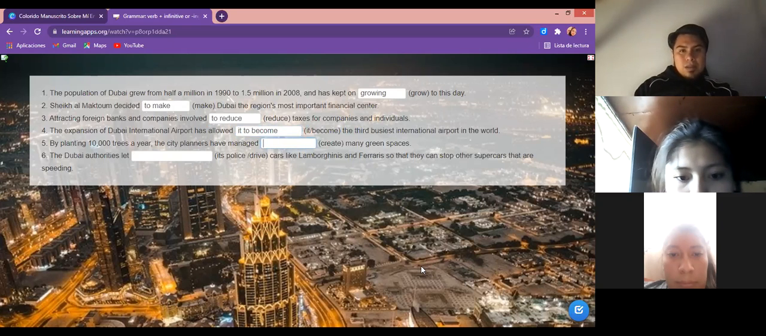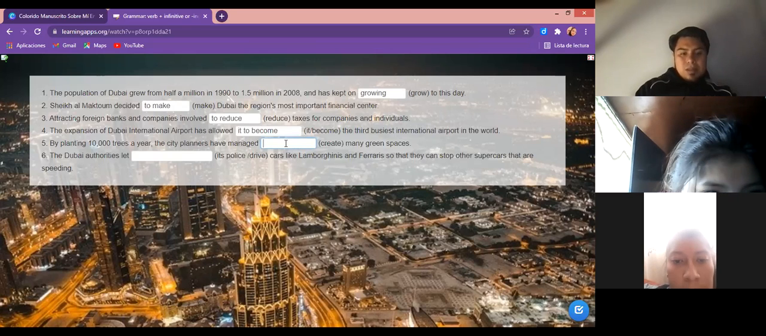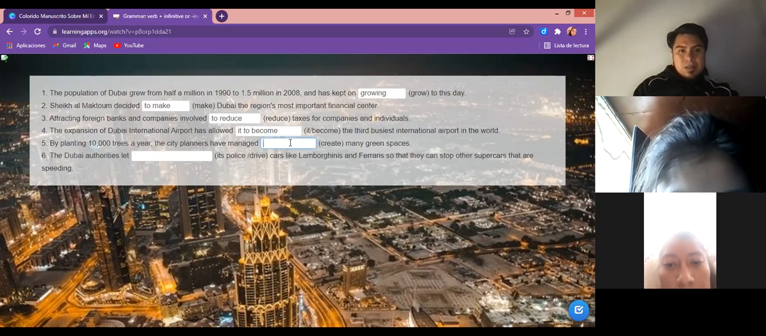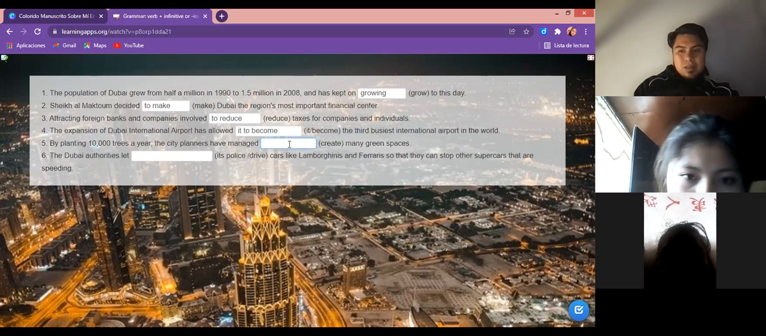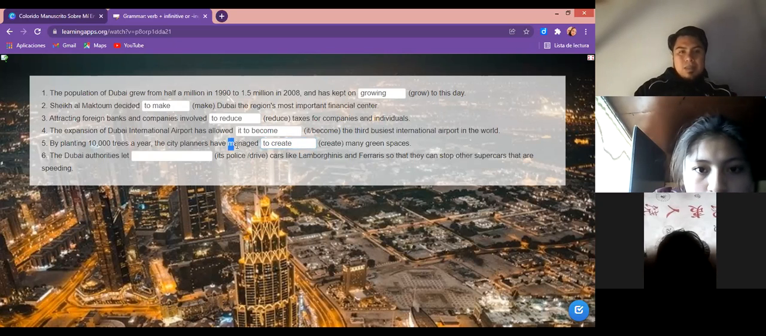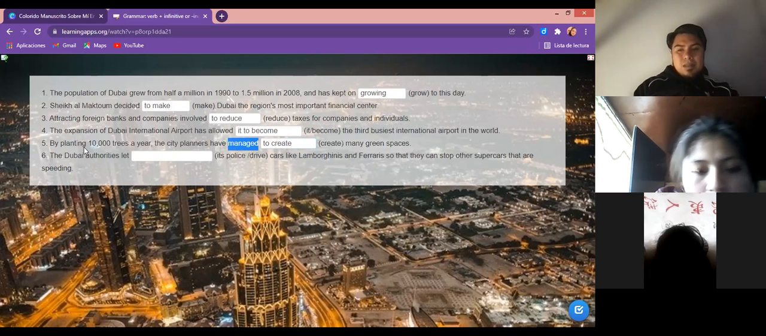Okay, number 5. Please, Camila, could you help me? Yes, teacher. By planting this year, the city planners have managed to create many green spaces. Okay, that's right. That's the correct answer, to create. Why? Because we have the verb manage that is followed by another verb in an infinitive form. And also let's remember this number is 10,000, okay?